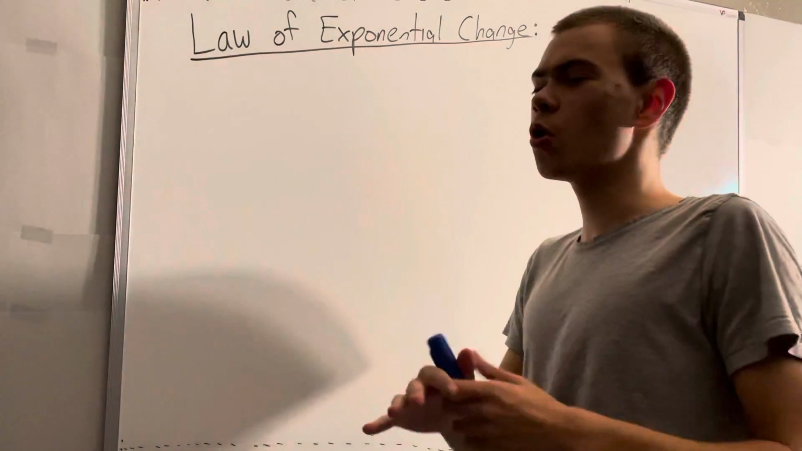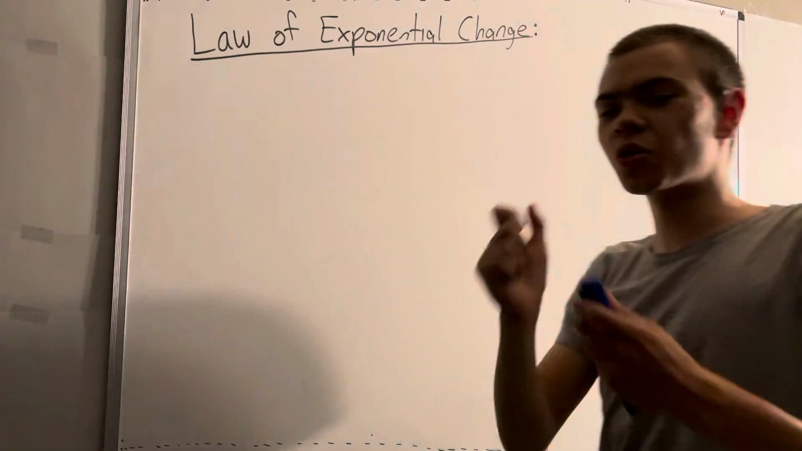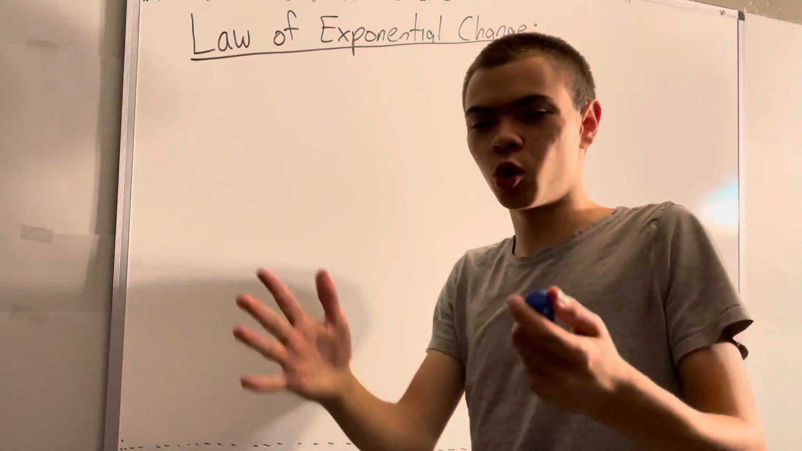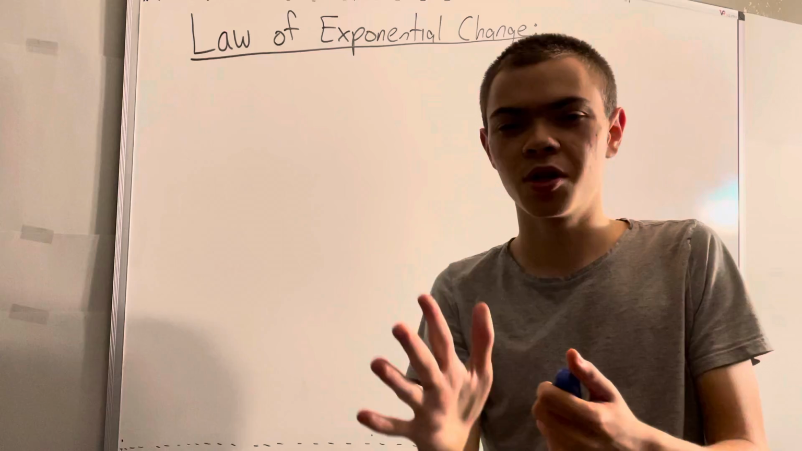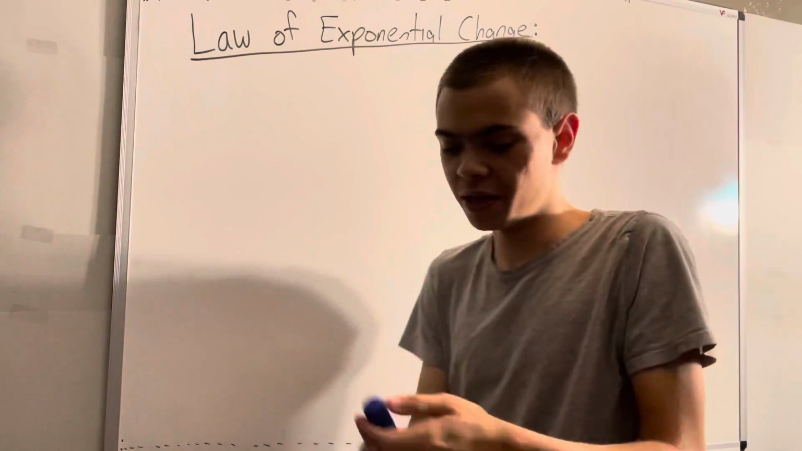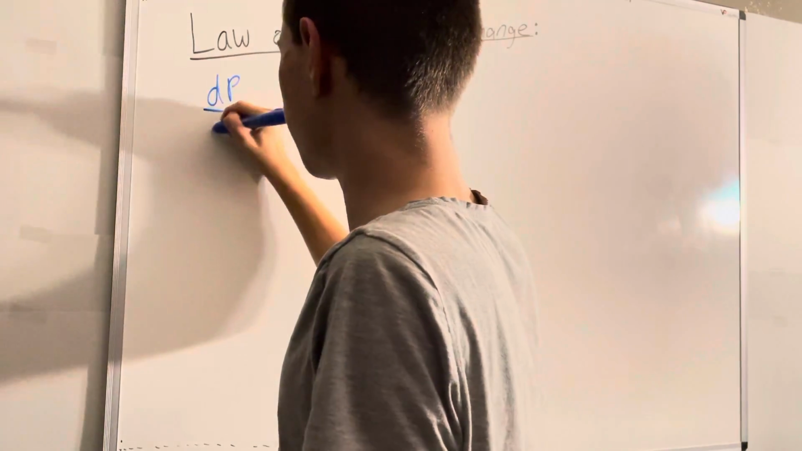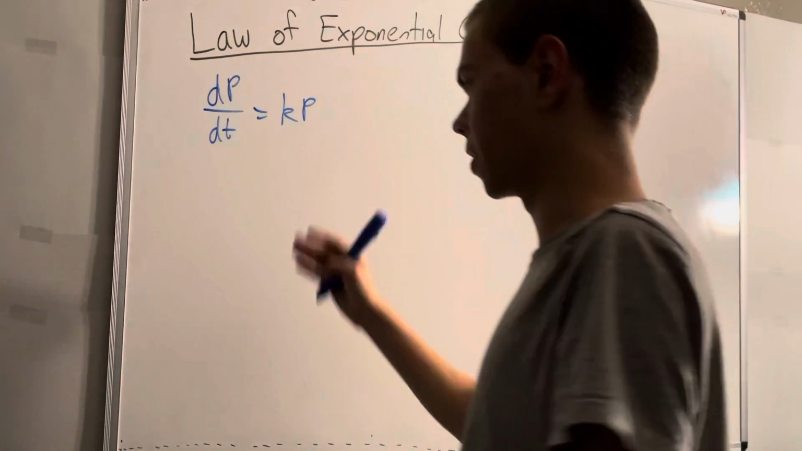In this video, we're going to derive the law of exponential change. The way it works is that the rate at which a population grows at a certain point in time is directly proportional to the population at that time. We could represent that by saying that the rate at which the population grows is directly proportional to the population.